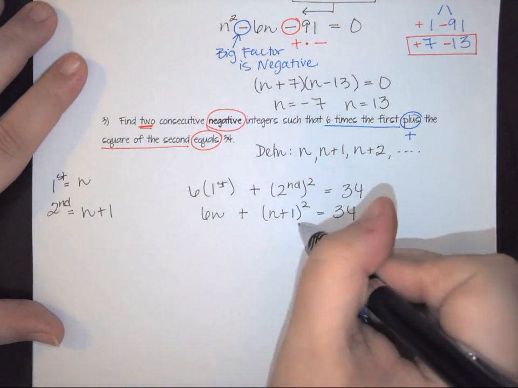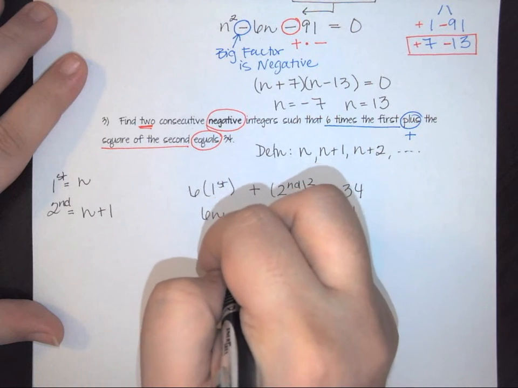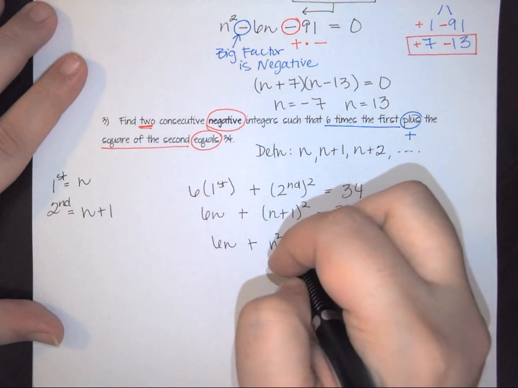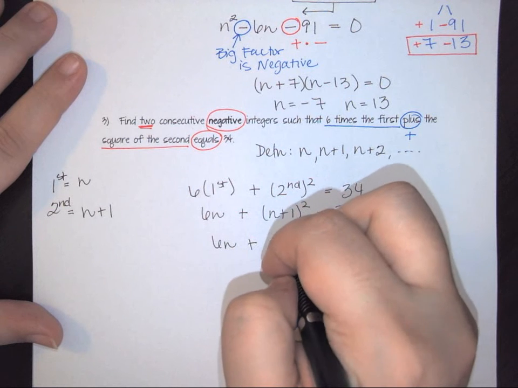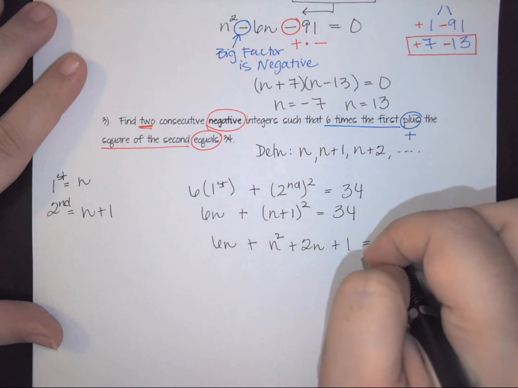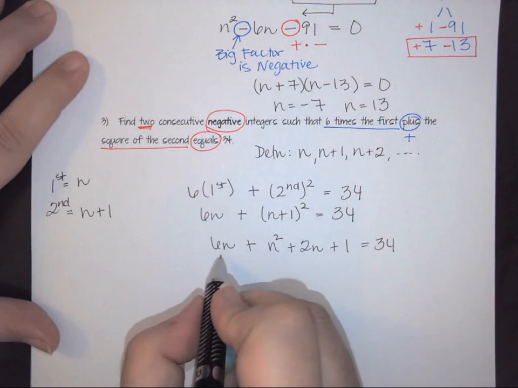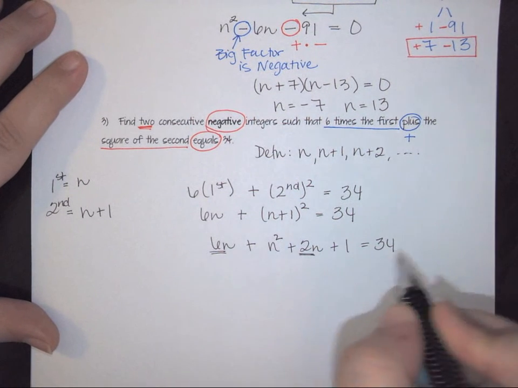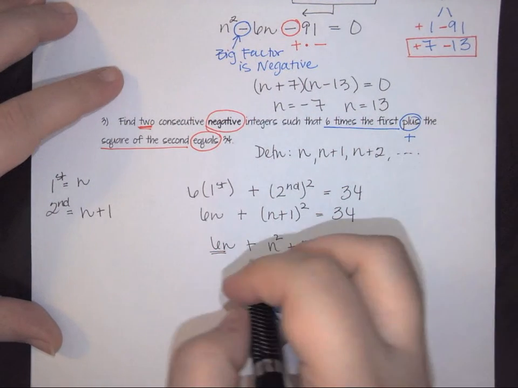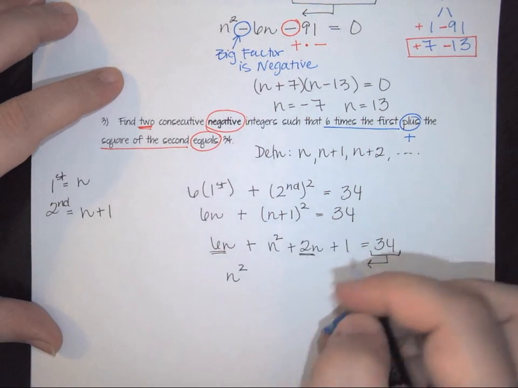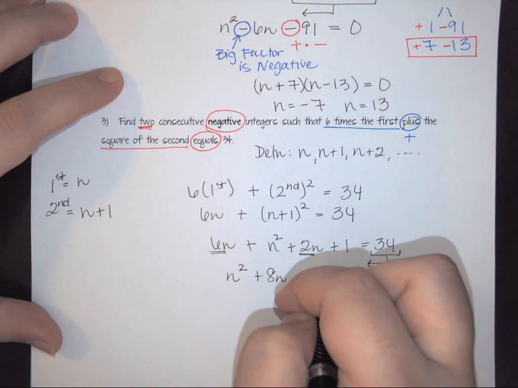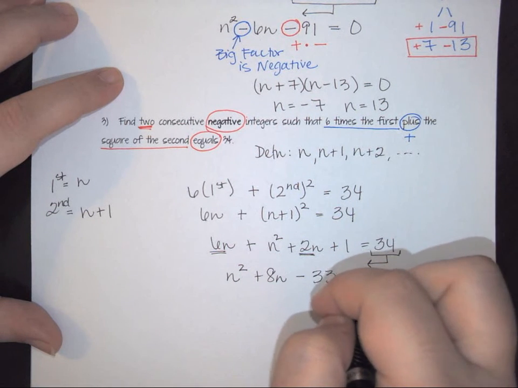I need to square out this n plus 1, so here I'm going to have 6n plus, this is going to give you n squared plus 2n plus 1 equals 34. I need to combine my terms here, and I need to take this 34 and move it. So this is going to become n squared plus my 8n minus 33 is equal to 0.